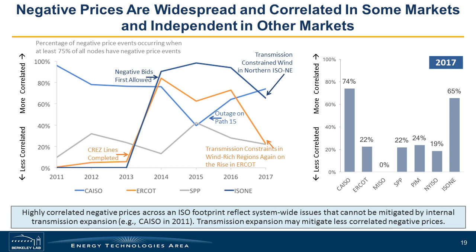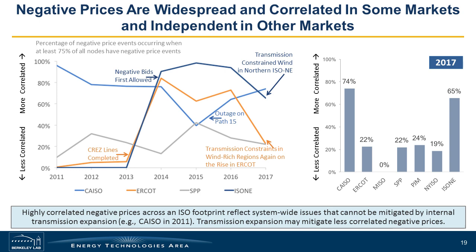Whereas up in ISO New England, we've seen negative prices that were occurring everywhere in the system, but those were fairly limited in ISO New England. And now as we're starting to see some of these transmission-constrained regions with wind, we see that that metric is becoming less and less correlated, which means we're starting to get isolated pockets of negative pricing occurring in ISO New England.